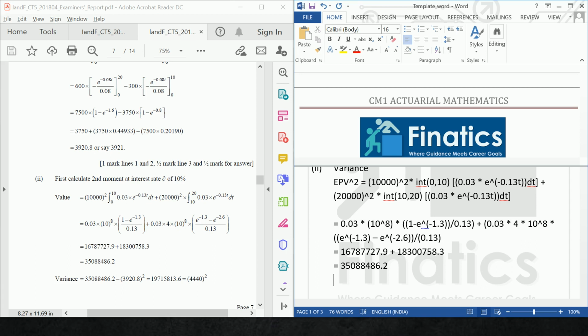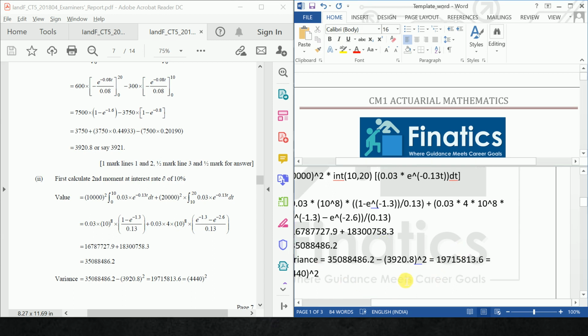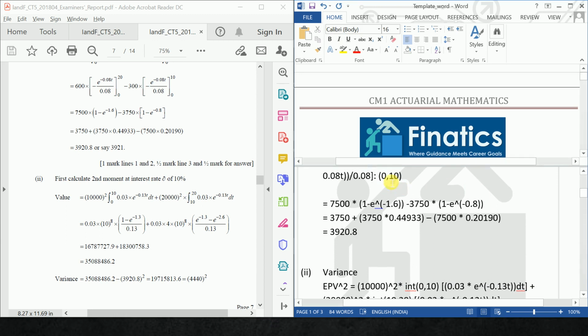which is equal to 3508846.2. And then we have our variance. So variance is equal to this value, please copy this value so that you don't have to write it again, minus 3920.8 square, which is equal to 1971581.6, which is 1404 square. So this is my ultimate answer to this question. It's easy if you follow the IFoA's notation sheet, how they have written the integral and the limits, and then put in these values. Okay, thank you.